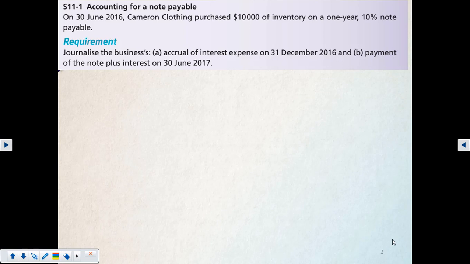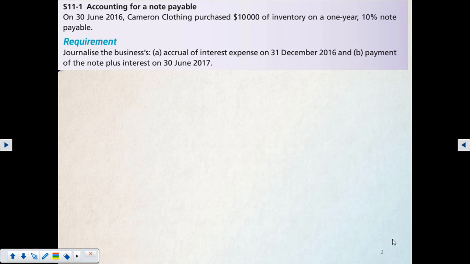Now journalize the business: accrual of interest expense on 31st December, and payment of note plus interest on 30 June 2017. So the first one is actually an adjusting entry, the accrual of interest expense. Look at the question. We provided this note on 30 June 2016 for a year, and we will be paying money after 1 year. But the whole accounting statements that we need to prepare are by 31st December 2016.